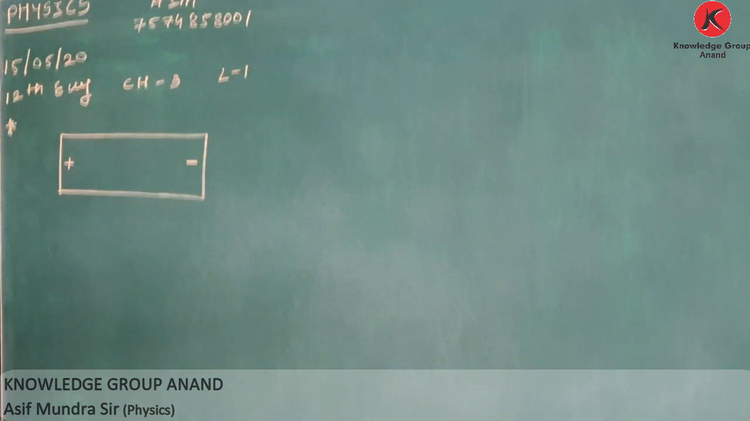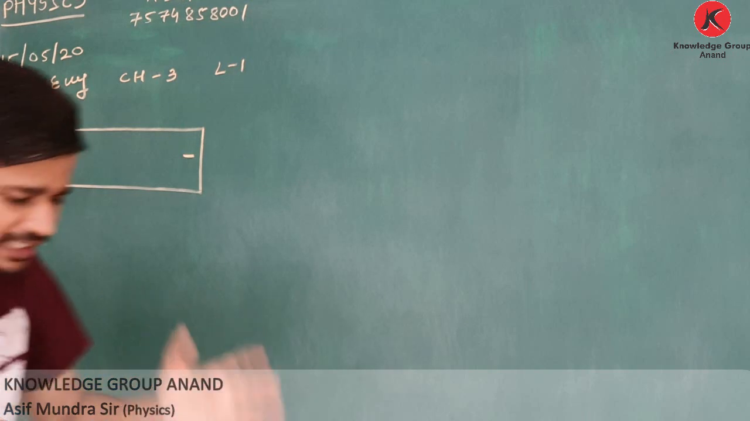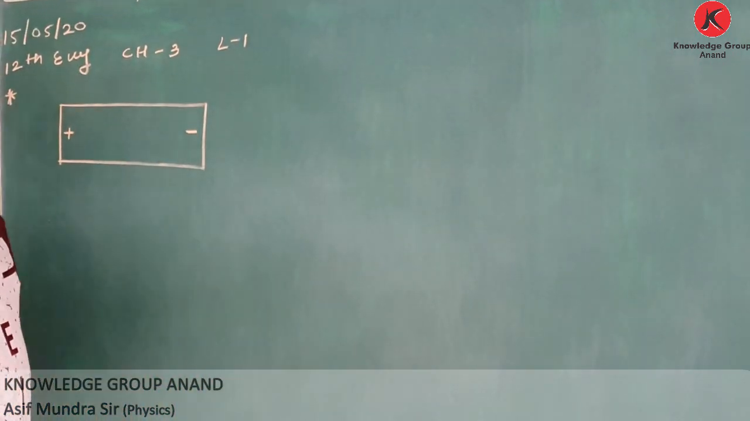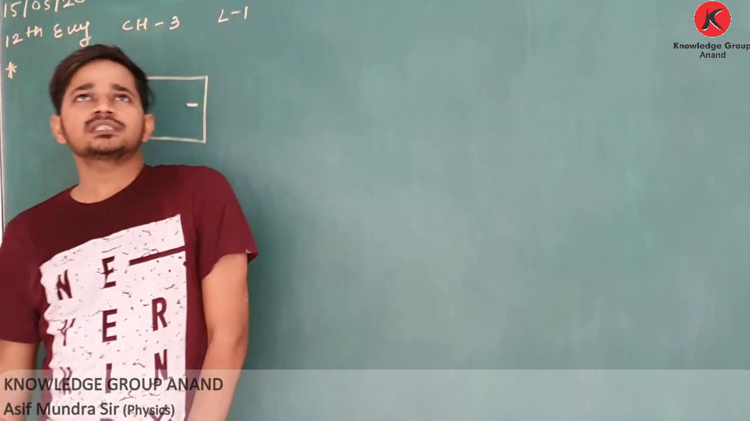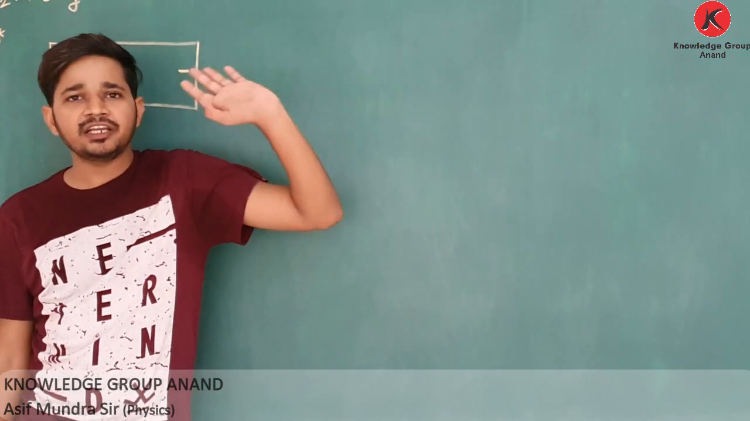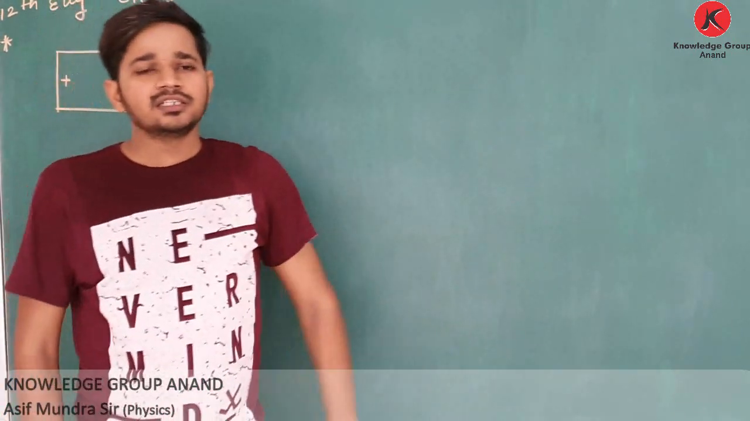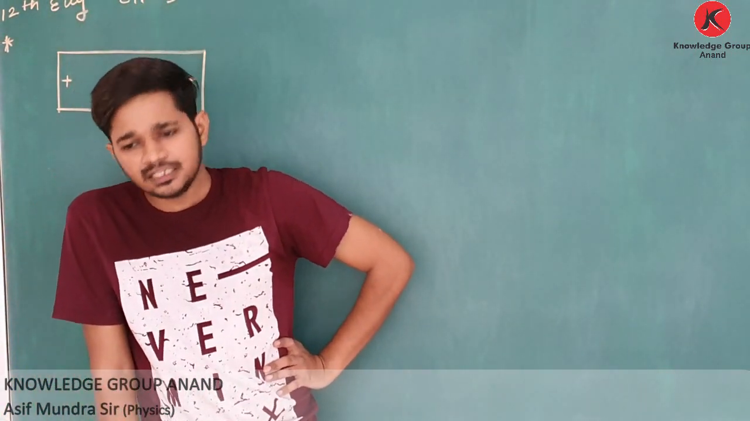Today, 15th March, 12th English medium. The chapter is current electricity. In the last lecture, we discussed Kirchhoff's first rule. What is Kirchhoff's first rule? The sum of current entering any junction is equal to the sum of current leaving any junction. Yes, it is a very simple law.